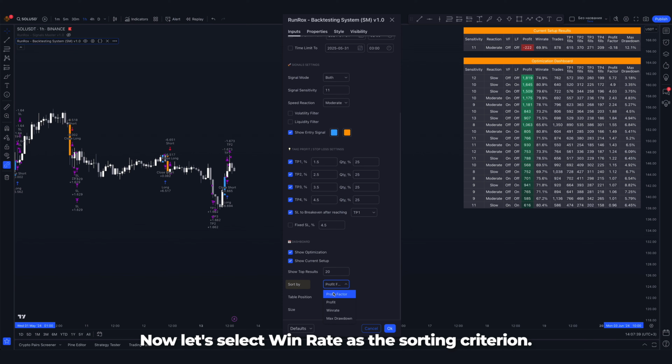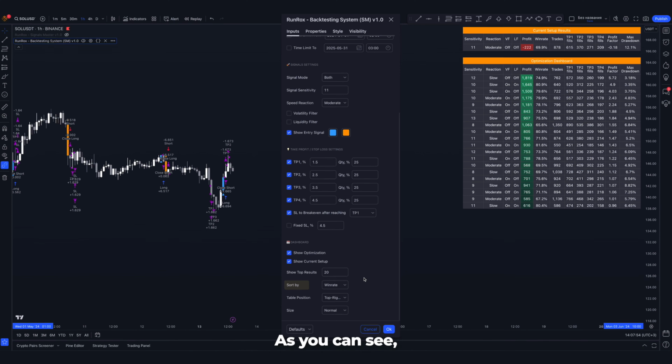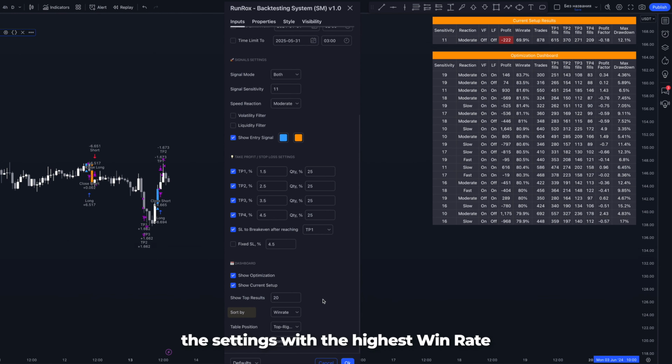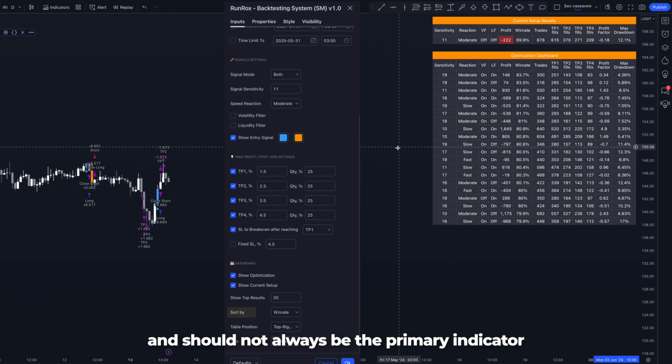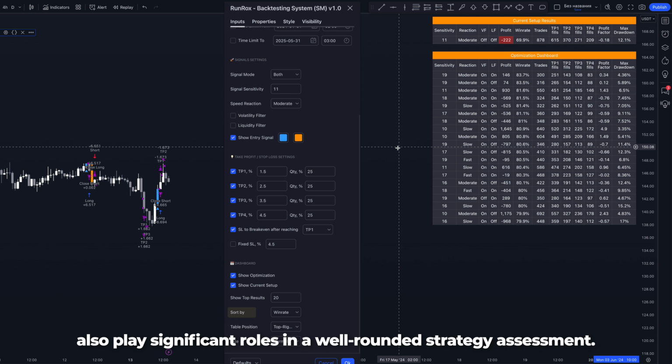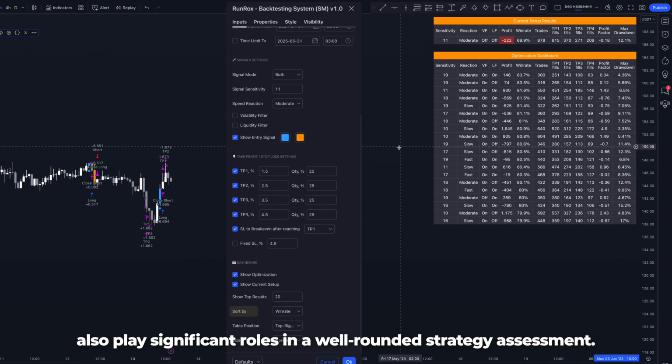Now let's select win rate as the sorting criterion. As you can see, the settings with the highest win rate are now at the top of the table. However, as you may observe, a high win rate does not necessarily guarantee overall profitability and should not always be the primary indicator for choosing settings. This highlights the importance of balancing different metrics to determine the most effective trading strategy, emphasizing that while win rate is crucial for consistency, other factors like profit and max drawdown also play significant roles in a well-rounded strategy assessment.